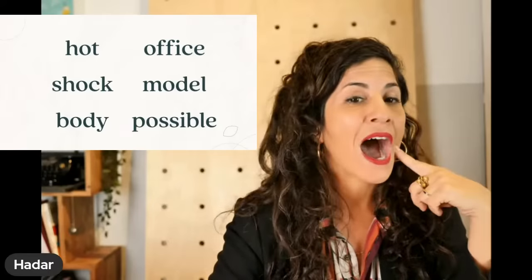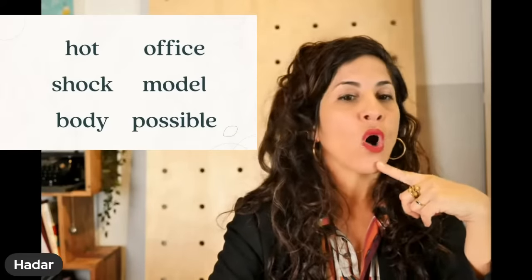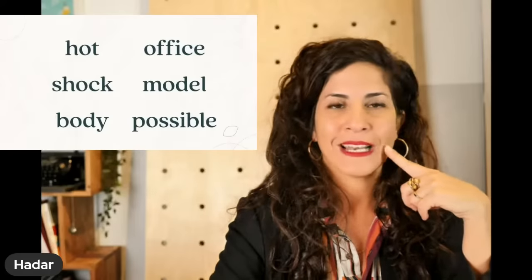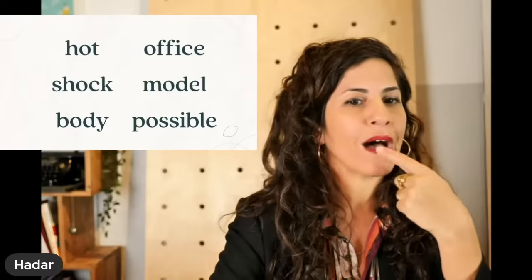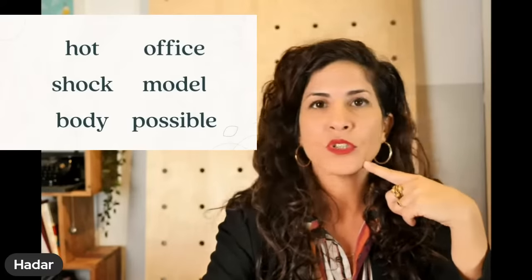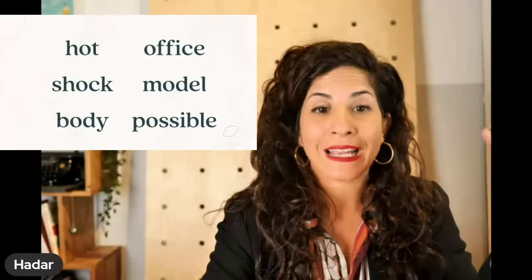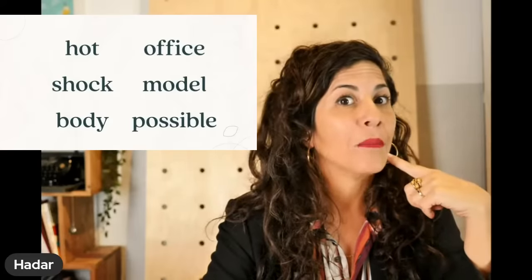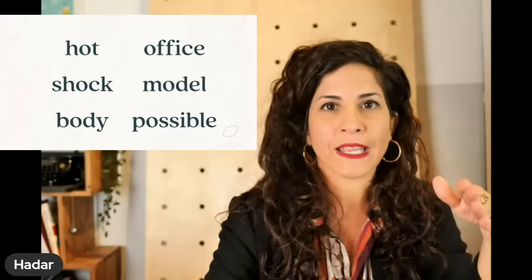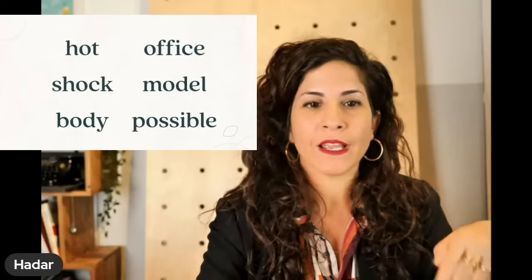Hot, hot, hot. So yes, in British English, it would be closer to oh, hot. In American English, there is no rounding of the lips, no roundness here. Shock, I'm so shocked. What a shock. Body, ba, ba. And yes, it is different than buddy. He's my buddy, and that's my body, ba.